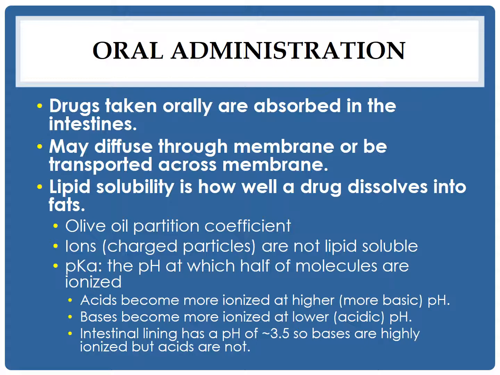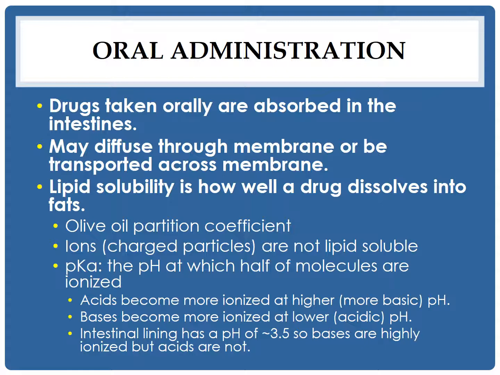Remember, 7 is neutral on this scale. It goes from 0 to 14. It's a logarithmic scale. And again, 7 is neutral, lower than 7 is acidic, and higher than 7 is basic. Since the pH at the intestinal lining is acidic, the book gives a value of about 3.5, a base would be almost completely ionized at this site, but an acid would be only slightly ionized.